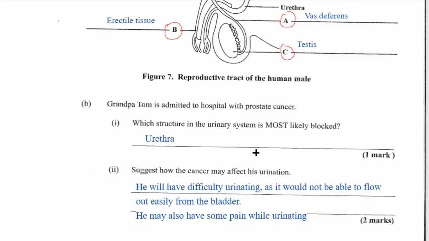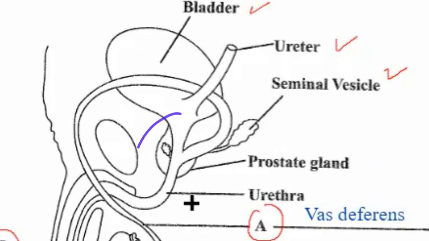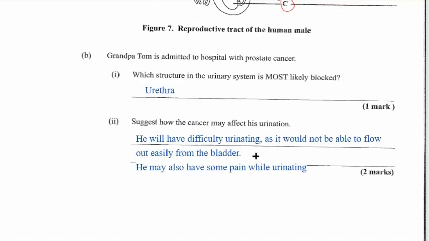Part B, he has prostate cancer. So which structure is most likely blocked? G, urethra. Why? Let's take a look at it. Where's the prostate? The prostate gets swollen, and it would then encroach on the urethra, and you would end up getting some blockage. So suggest how it may affect his urination. So he will have difficulty urinating, it will not be able to flow out, he might also have some pain while urinating.